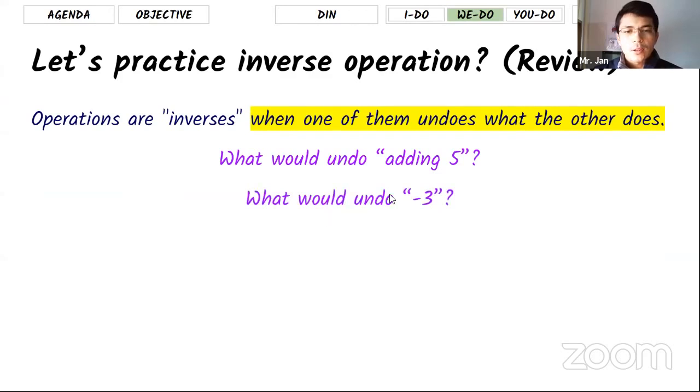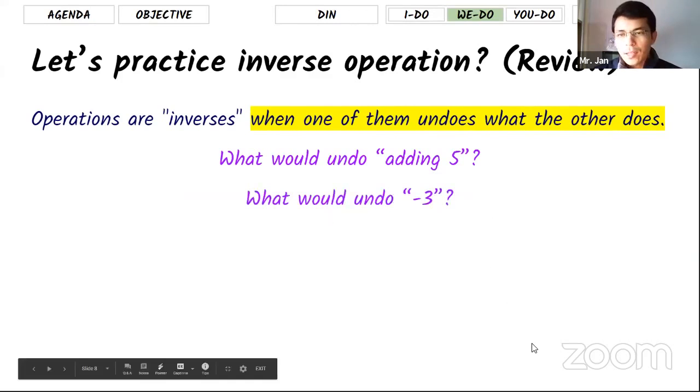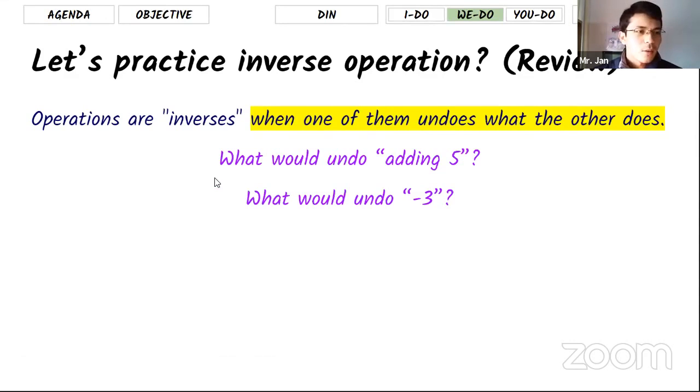And so another question. What would undo -3? What is the inverse of -3? Could you write it down in the chat box? Perfect. I have a couple of them saying 3 plus 3. Both of them are the same thing. Yes, it's +3 or just 3.